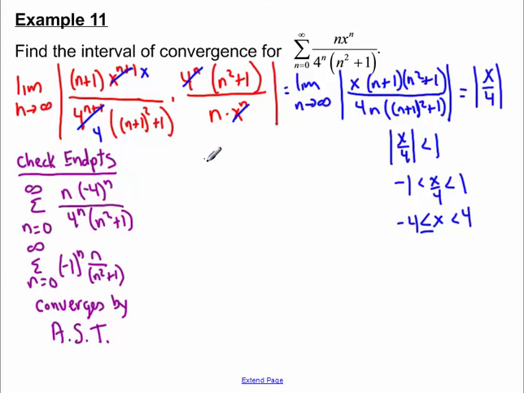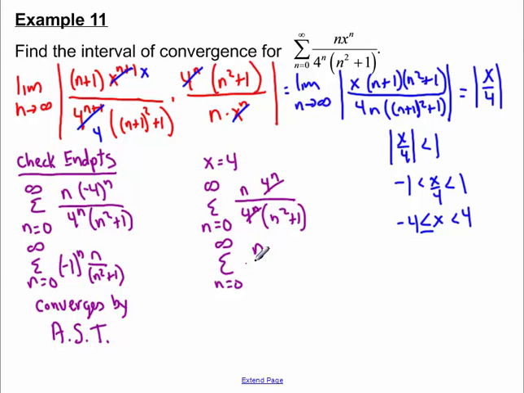Plugging in 4. And so we have 4 to the n over 4 to the n over n squared plus 1. So this simplifies, those cancel, to n over n squared plus 1, which we can say, okay, in my notes, I have limit comparison test. I guess we could also use the direct comparison test.